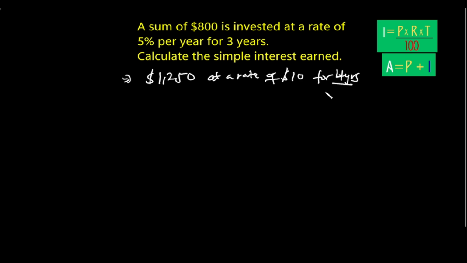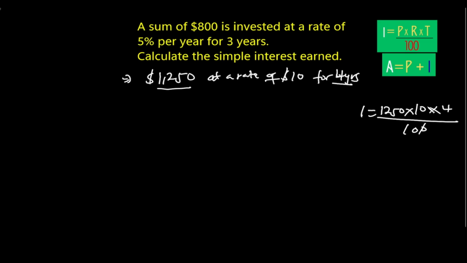So in the 4 years time, what is going to be the total interest for the person? We could use the formula to solve it and get the answer. Using the formula I, now this investment is a principal, so 1250 times the rate, which is 10, times time, which is 4, over 100.